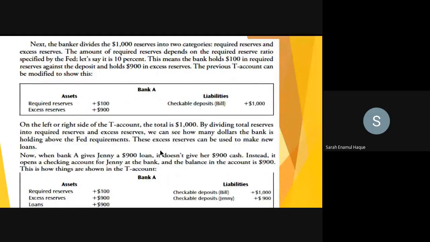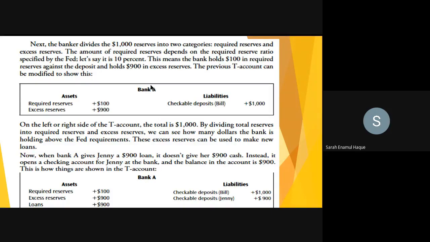Next, the banker divides the 1,000 reserves that it has into two categories: required reserves and excess reserves. The amount of required reserves depends on the required reserve ratio imposed by the central bank. Let's say, for the sake of this example, the central bank has decided it's 10%. So CRR is assumed here to be 10%. This means that the bank holds $100 in required reserves against the deposits and holds 900 in excess reserves.